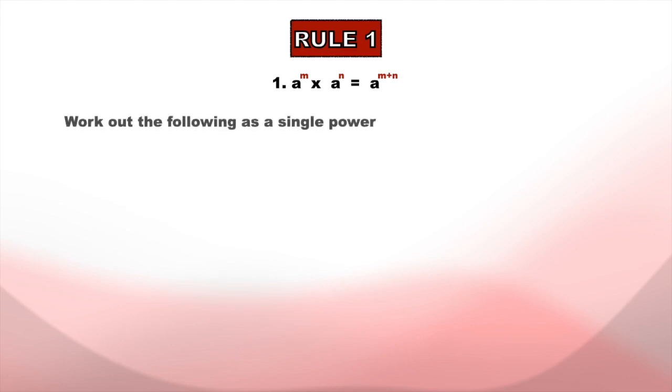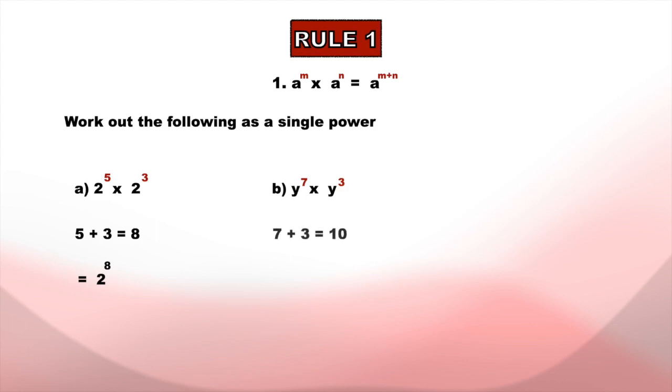So if we look at our first rule, we remember that we had to add the exponents. Work out the following as a single power. So first question is 2 to the power of 5 multiplied by 2 to the power of 3. Very simply, we're just going to add the exponents, 5 plus 3, which would give us 8, so it'd be 2 to the power of 8. Part B, y to the power of 7 multiplied by y to the power of 3. Again, we add the exponents, 7 plus 3, which gives us 10, so y to the power of 10.